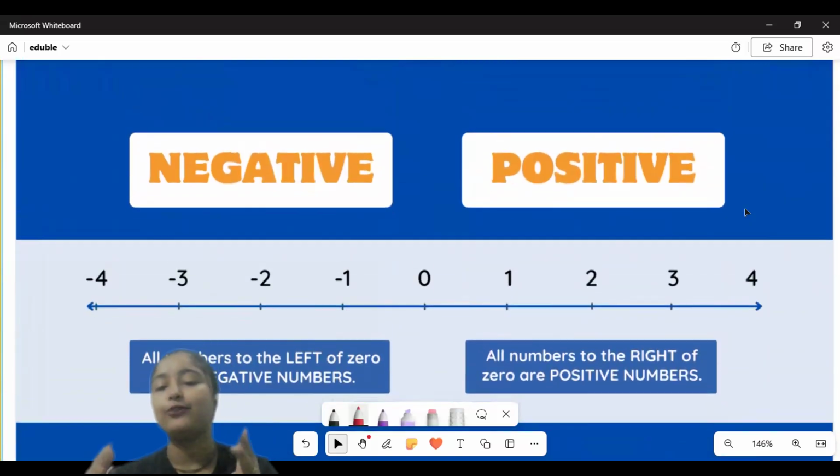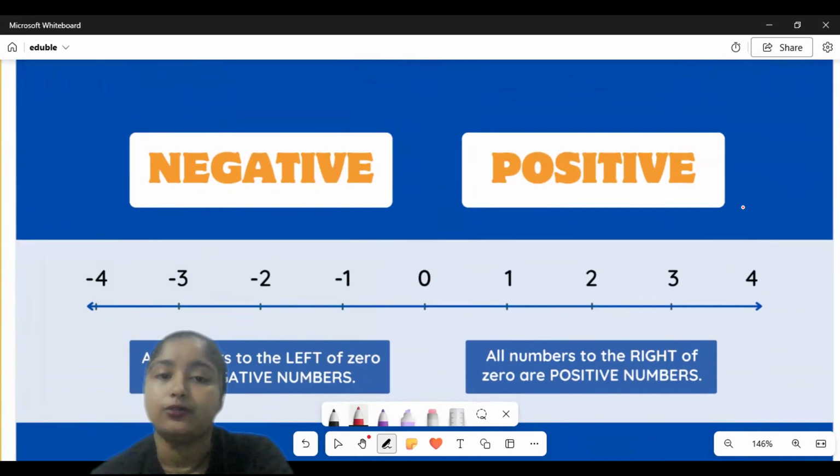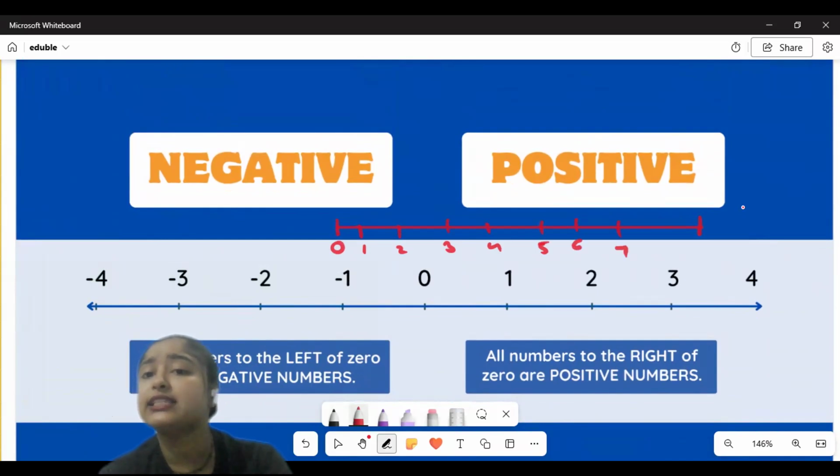Now let's see how we write or represent the negative and positive numbers, or the integers as a whole. This is the number line, right? How do you draw a normal number line? It goes like this: 0, 1, 2, 3. That's a normal number line, right? Now, if you extend this number line towards the left side, like this, the left-hand side, you will see that it's the side of the negative numbers.